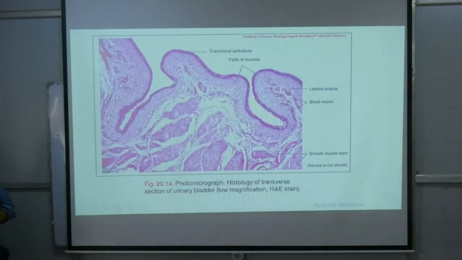So this is how it should look whenever you are looking at the urinary bladder in terms of microanatomy. This is a real picture, and this is how we see it here. This is the lumen side of the urinary bladder, and this is the muscular side.